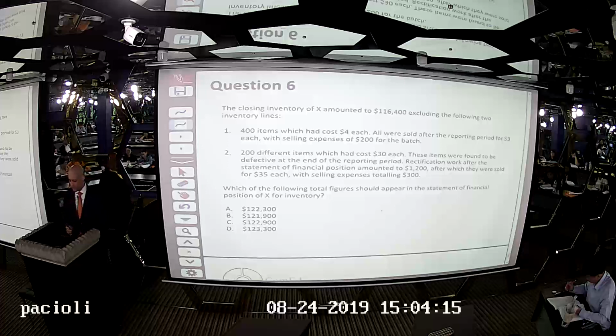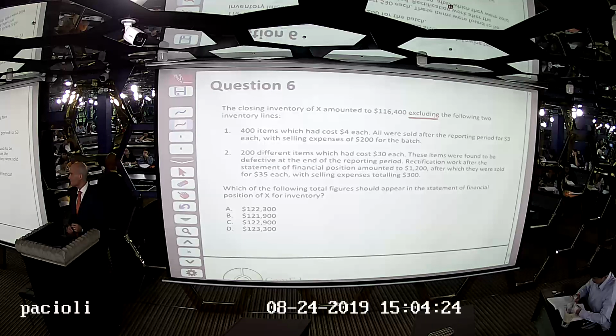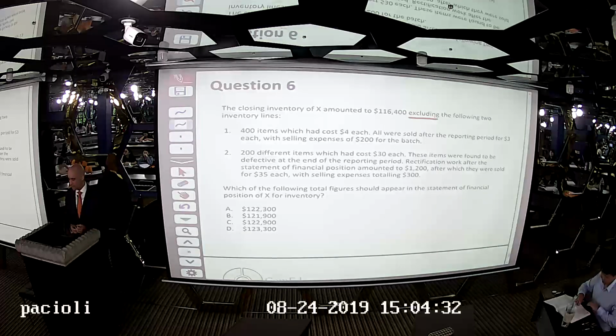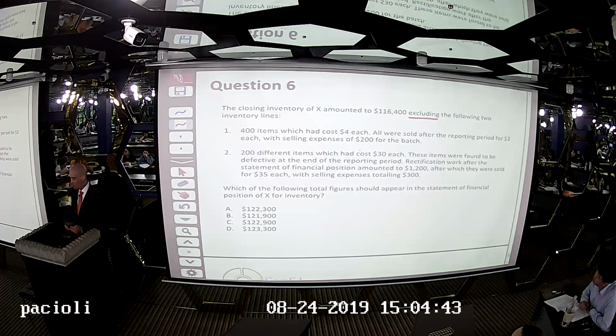For question 6, the closing inventory of X amounted to 116,400. Excluding, not including. Exclude means leaving out. Number 1, 400 items which had cost $4 each. All were sold after the reporting period for $3 each, with selling expenses of $200.